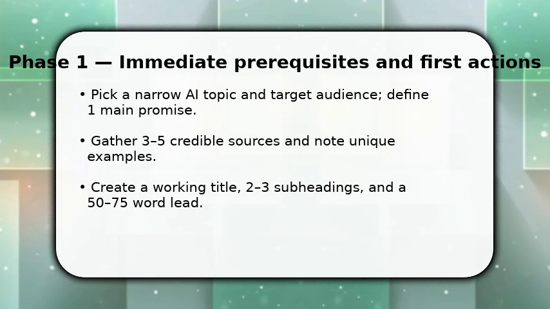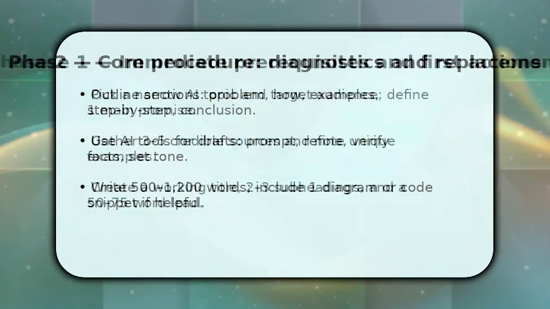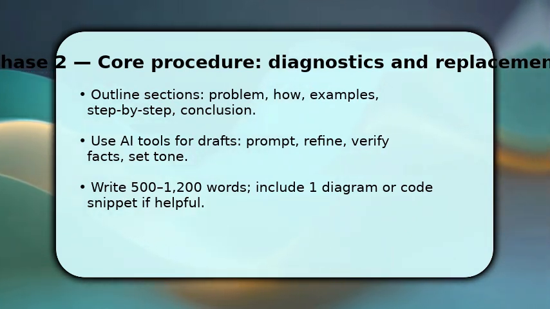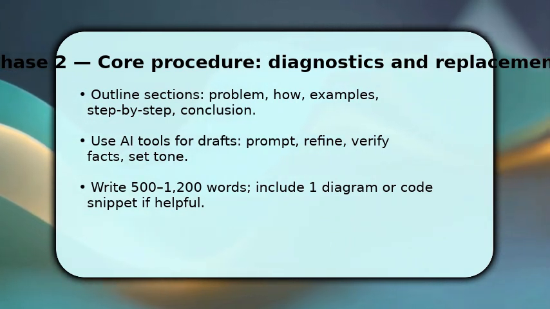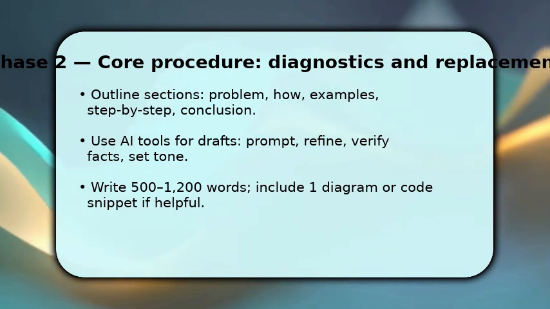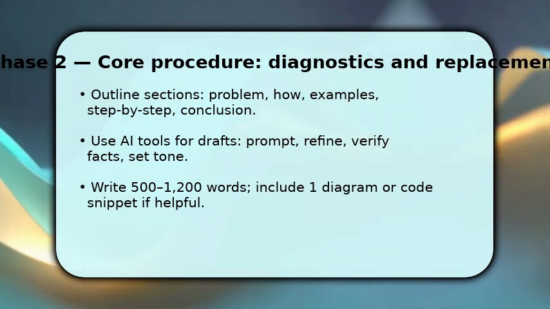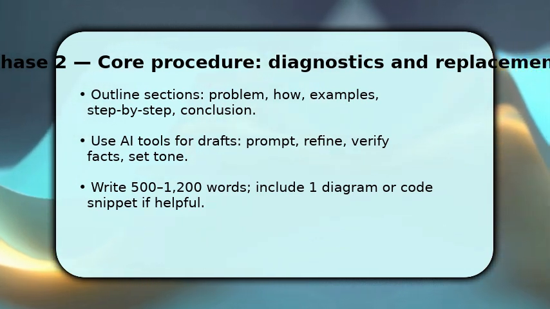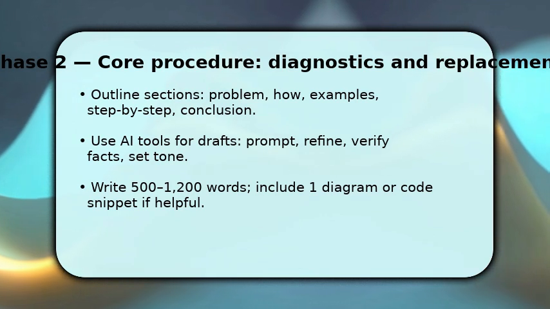You now convert research into a full draft by following your outline: problem, how it works, concrete examples, steps, and a tight conclusion. Use an AI assistant to produce a first pass, but always refine prompts, check factual accuracy, and set the voice to match your audience. Once done, add a diagram or shortcode snippet if it clarifies the point. Make sure to write between 500 and 200 words, and to label any technicals.